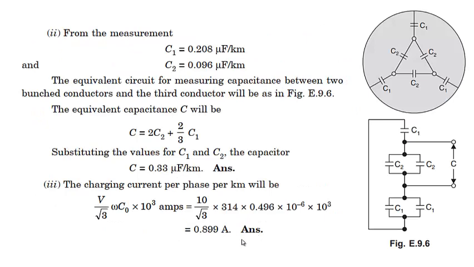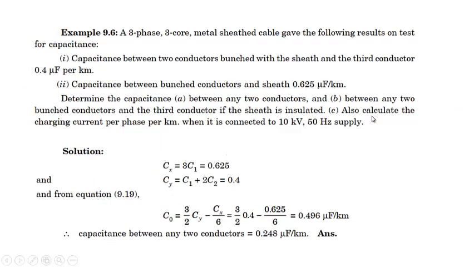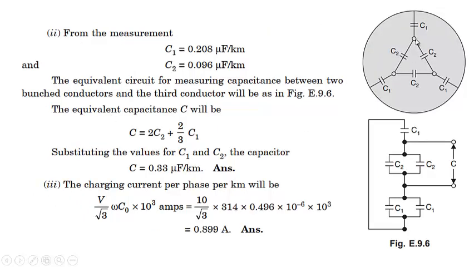Now the second one. With C1 and C2, calculate the equivalent circuit for measuring the capacitance between two bunched conductors and the third conductor. That means we have to bunch the conductors to each other, not to the sheath, because the sheath is insulated. Between any two conductors and the third conductor, we have to calculate between any two bunched conductors. We first have to bunch two conductors. Let us say we bunch these two conductors.